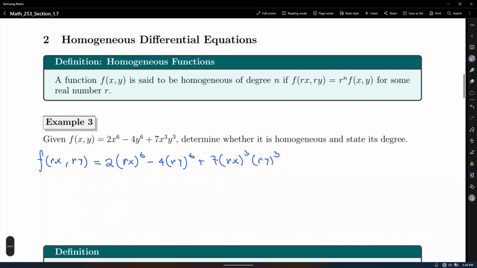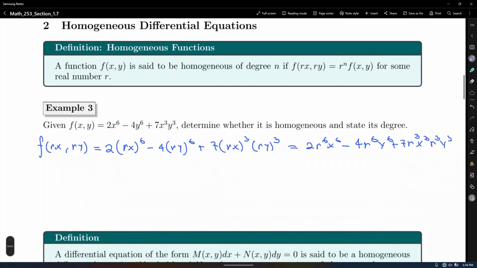Let's simplify all this. We'll basically use laws of exponents. That's all it takes, really. So this will be equal to 2r to the 6 x to the 6 minus 4r to the 6 y to the 6 plus 7r cubed x cubed times r cubed y cubed. A lot of terms and a bunch of powers. Let's simplify this a little.